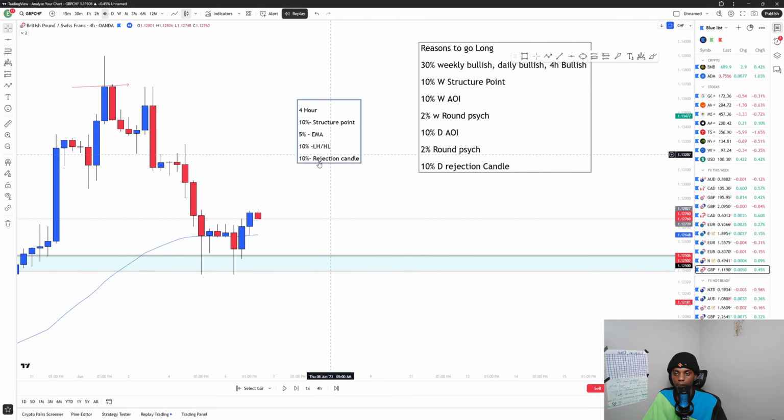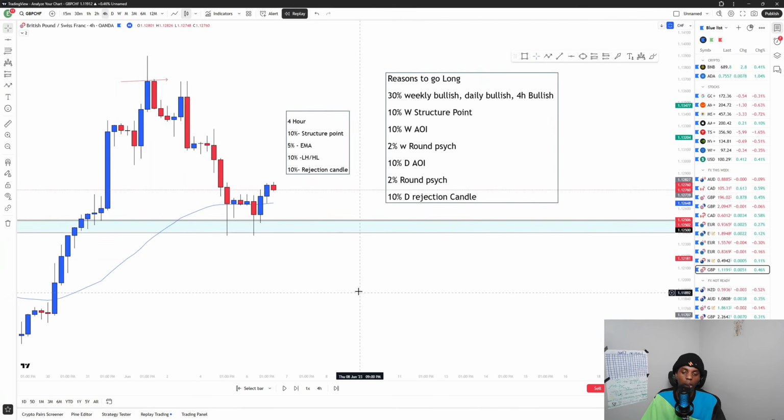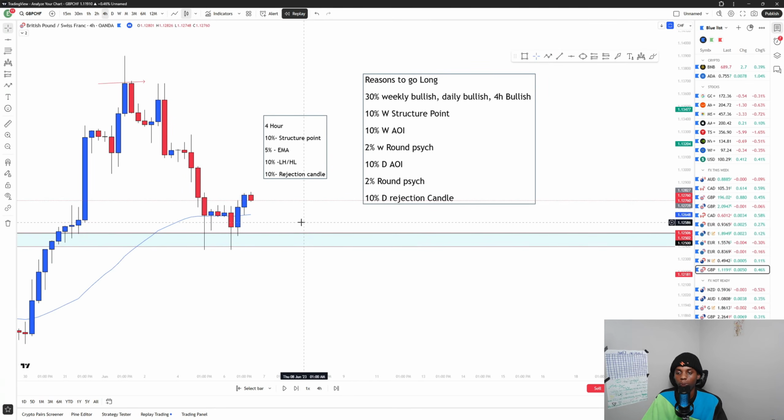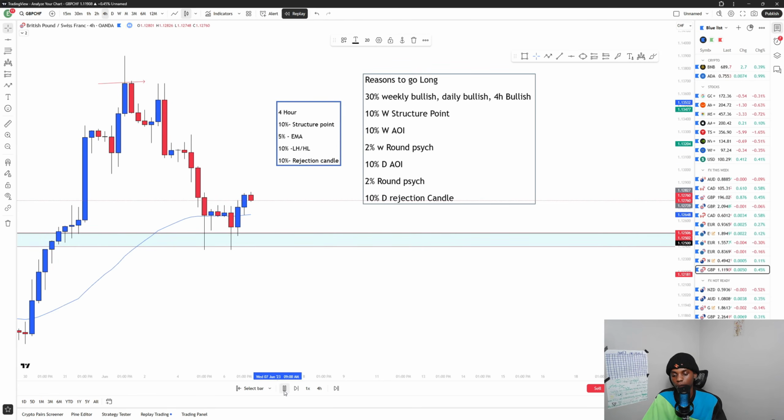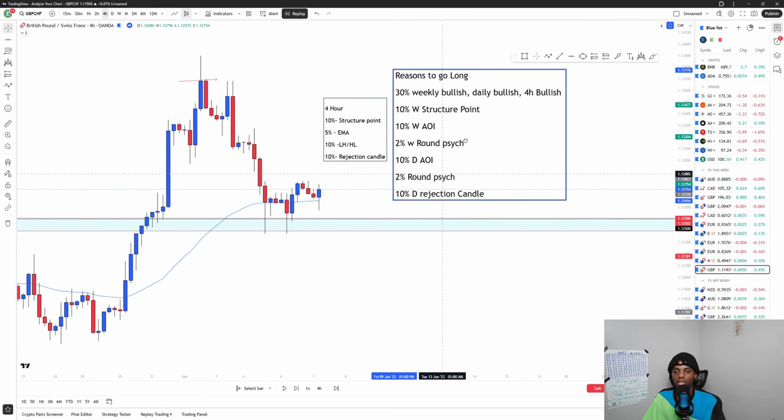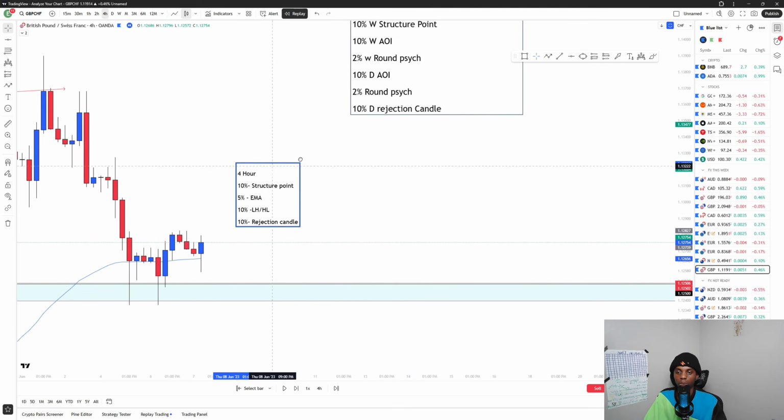Okay, next, rejection candle. No, 4 hour has not created the rejection candle. We start looking for it once the 4 hour has created its pullback. Now we unpause and we can do it on the 4 hour, since what we're looking for can only be found on the 4 hour. Okay, nice.